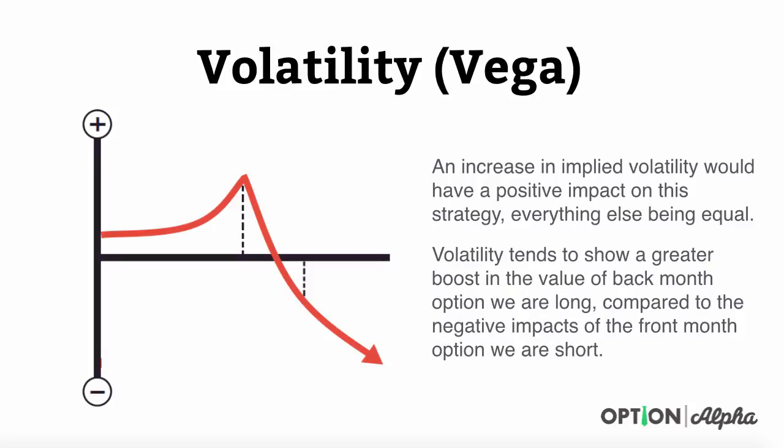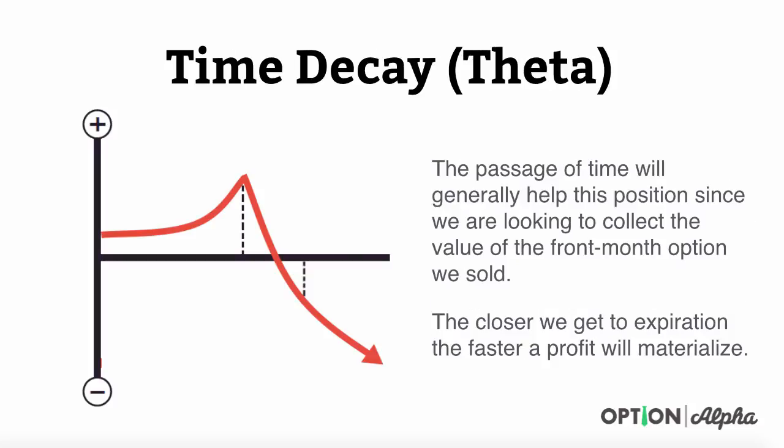As far as volatility is concerned, increasing volatility definitely helps these positions. It has a positive impact on the strategy. This is the reason why we want to trade these strategies only when implied volatility is very, very low. Because again, volatility tends to show a greater boost in value of that back month call option we're long, compared to the negative impacts on that front month option that we are short. As far as the passage of time and theta decay, it generally helps this position, again, because we're looking to collect the value of that front month option that we sold. The closer we get to expiration, the faster our profit materializes.